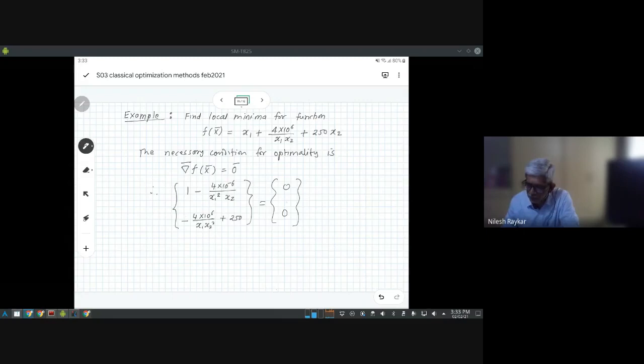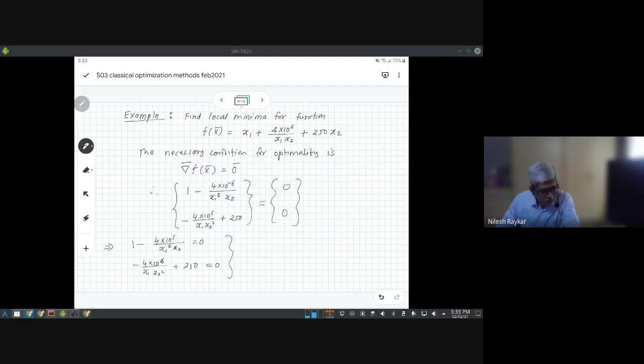So we get two sets of equations. This gradient equal to 0 leads to simultaneous equations. In this case, for a two-dimensional problem, there will be two simultaneous equations, and we have to solve these two equations in order to calculate the values of x1 and x2. The first equation is 1 minus 4 into 10 to power 6 by x1 square x2 equal to 0. And the second one is minus 4 into 10 to power 6 by x1 x2 square plus 250 equal to 0.